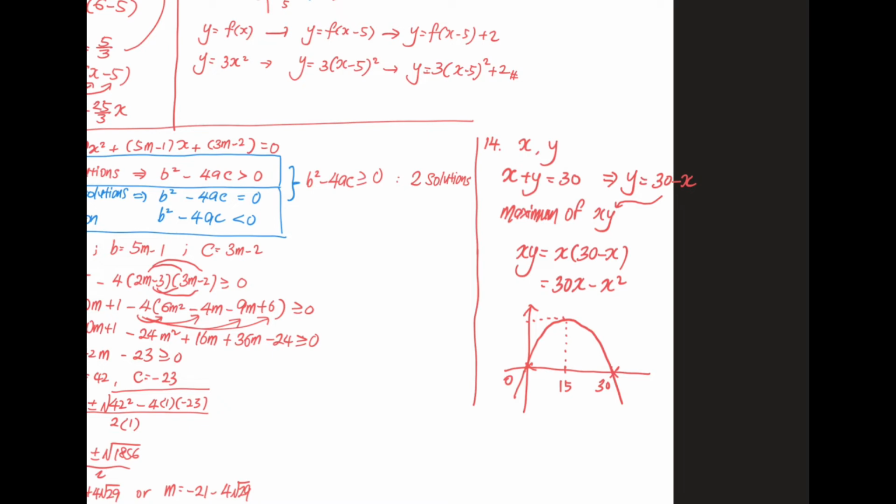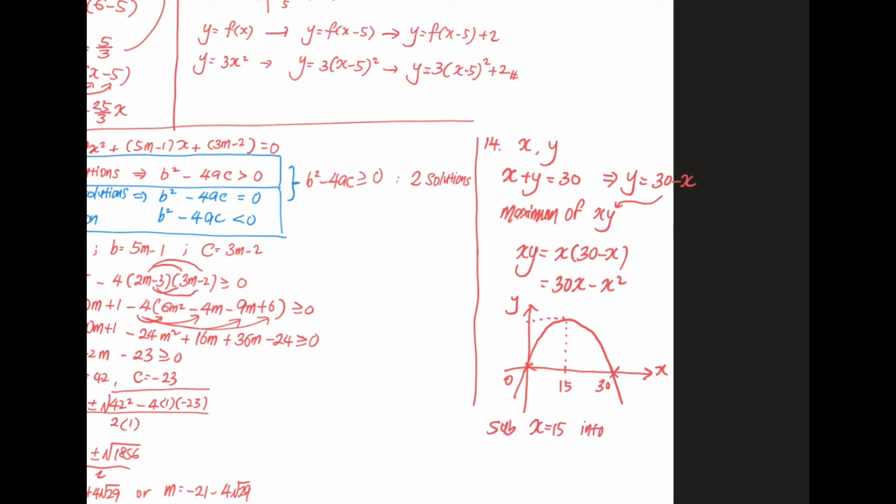15 as the maximum, which is in the middle. So I take 0 plus 30 divided by 2, then I get 15. So to find the maximum of xy, we basically put 15 over here and there, then you will get the maximum. We have to find this value actually. Okay, so let's continue with this then.